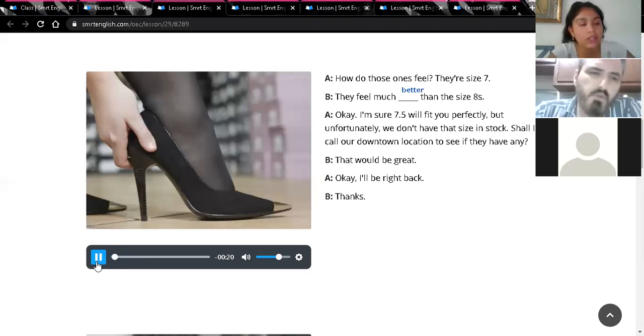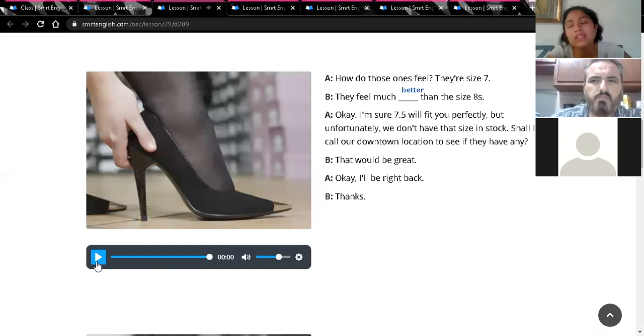How do those ones feel? They're size 7. They feel much smaller than the size 8s. Small. Okay. I'm sure 7.5 will fit you perfectly, but unfortunately, we don't have that size in stock. Shall I call our downtown location to see if they have any? That would be great. Okay. I'll be right back. Thanks.